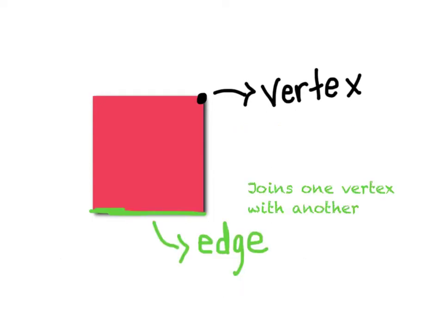The edge of a figure joins one vertex with another. So if you remember what the vertex is, a point where two lines meet. So this is one vertex and this is a vertex, and the edge joins 2 of those together.